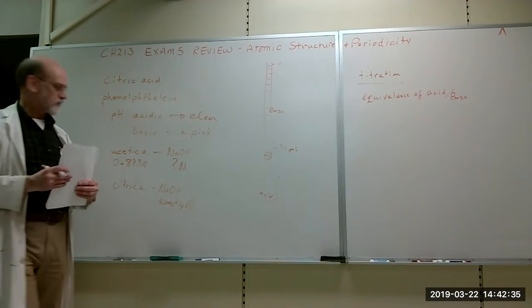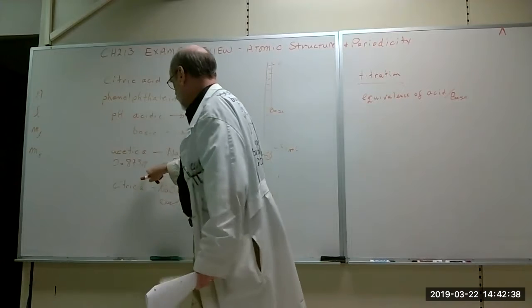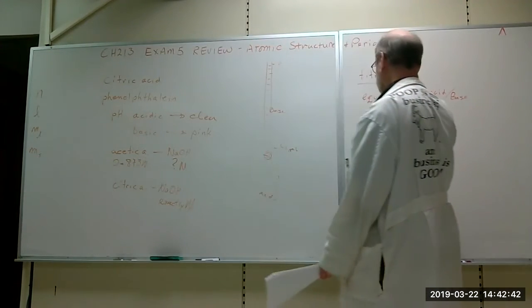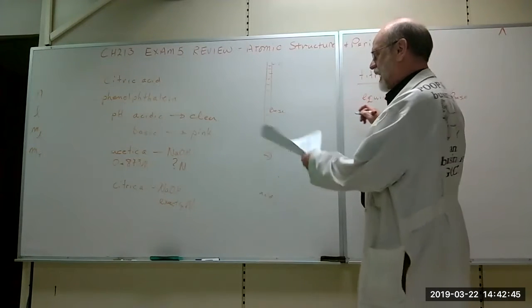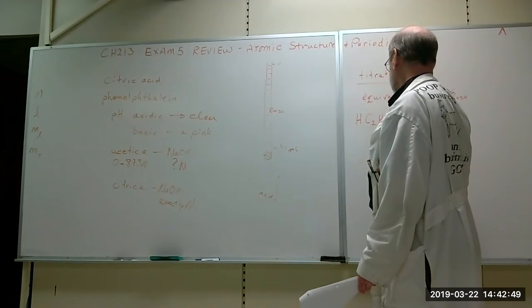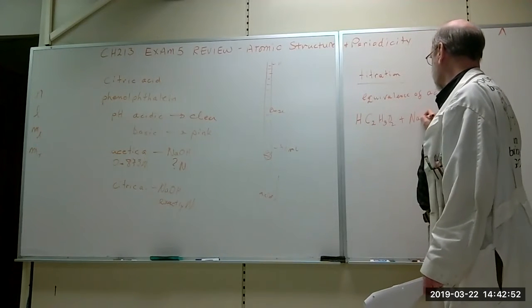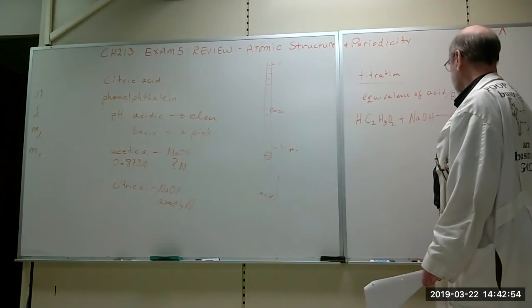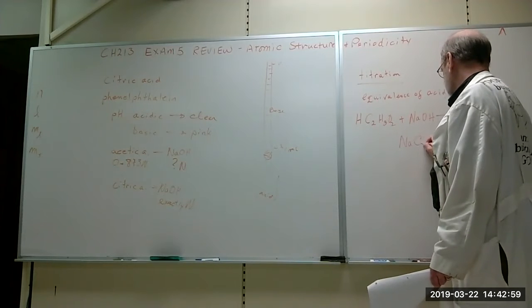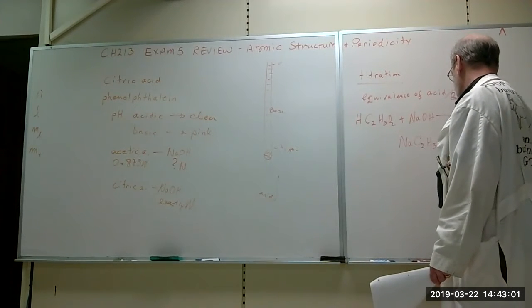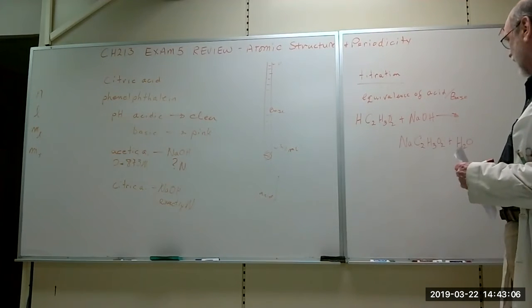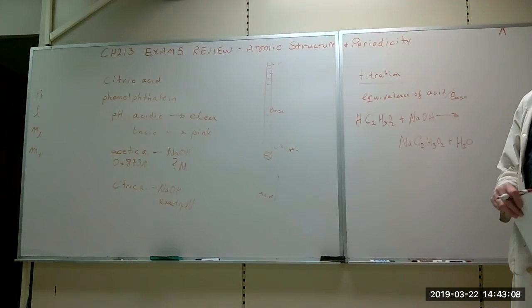All right, calculations. How do we know this equivalence? The calculation is acetic acid plus sodium hydroxide yields sodium acetate plus water. That's a balanced equation.